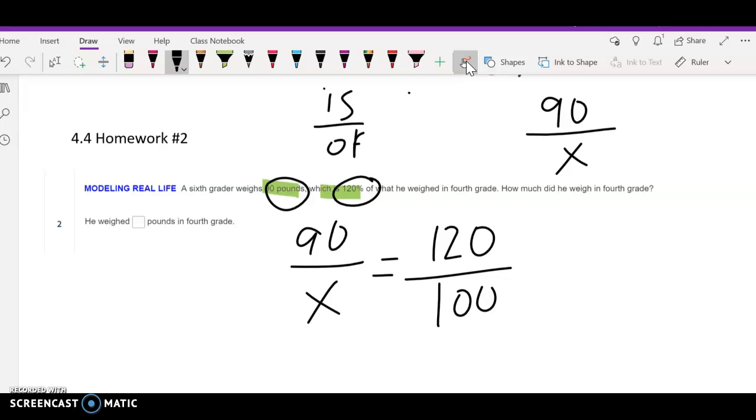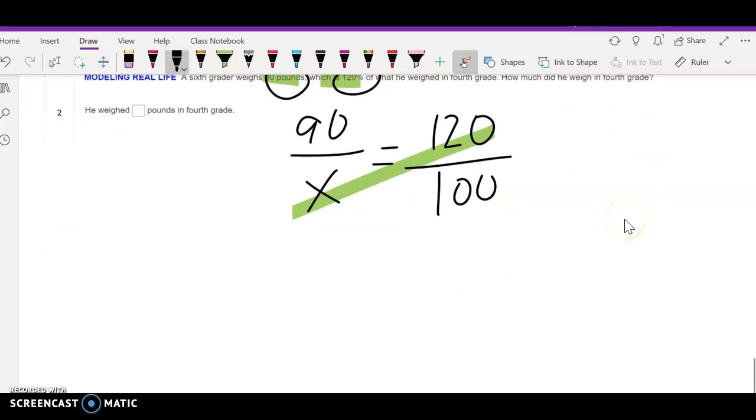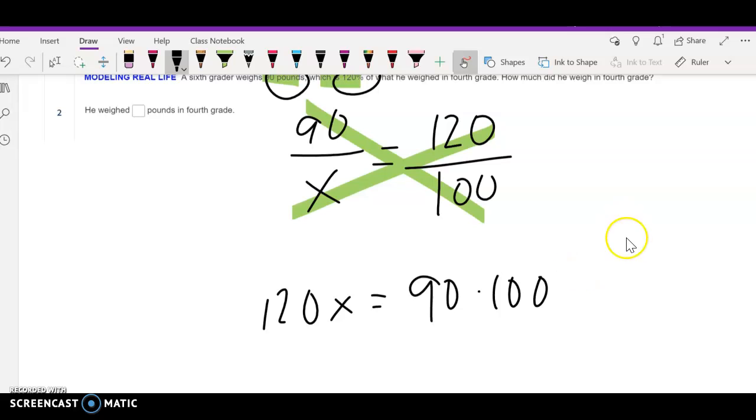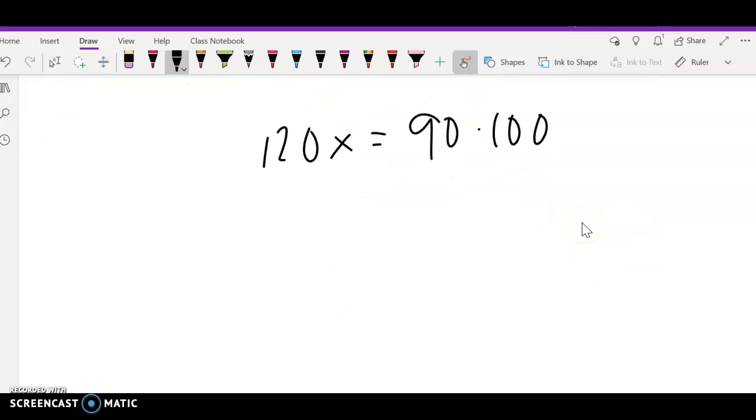Let's go ahead and check this. So I have 120x. And let me scroll down here. And remember, it's 120x because 120 times x is the same thing. And then I have equals 90 times 100. Well, 90 times 100 is 9 times 1, which is 9. And then add my 3 zeros.